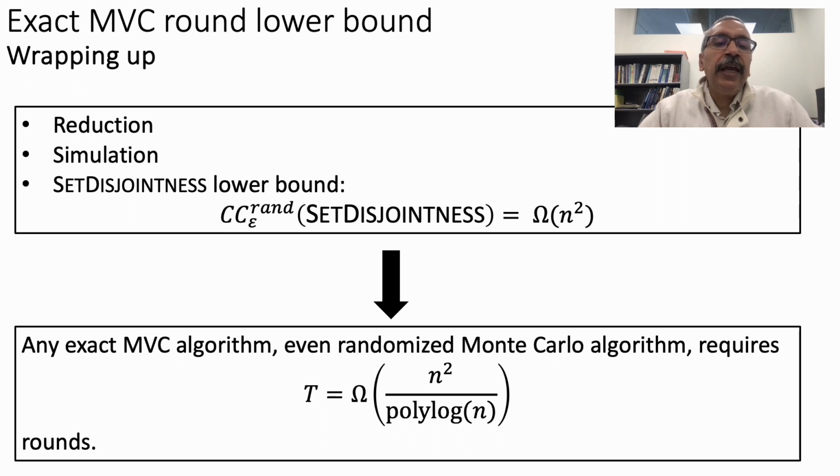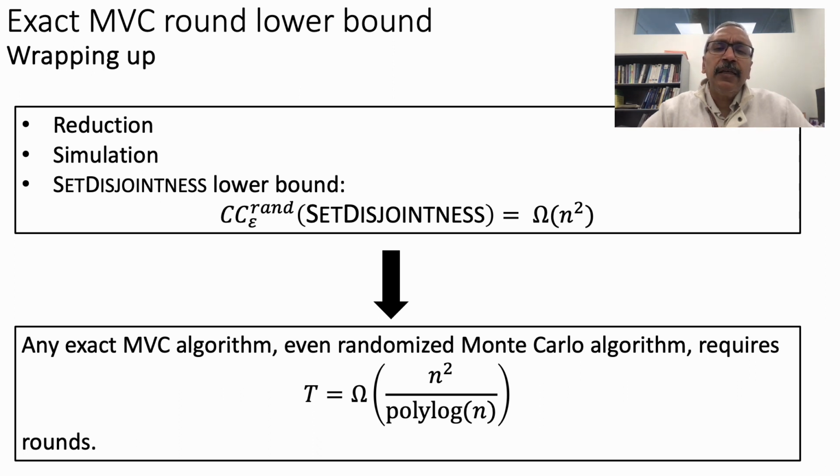By combining the reduction and the simulation from the previous two slides with the celebrated lower bound on the communication complexity of set disjointness, even for randomized Monte Carlo algorithms, we get the quadratic lower bound on the number of rounds needed to solve minimum vertex cover exactly in the CONGEST model. Note that the reduction and the simulation results together imply that Alice and Bob can solve set disjointness with a communication complexity of T times polylog n bits. Then, using the set disjointness communication complexity lower bound, we get a nearly quadratic lower bound on T, the number of rounds needed to solve minimum vertex cover exactly in the CONGEST model.